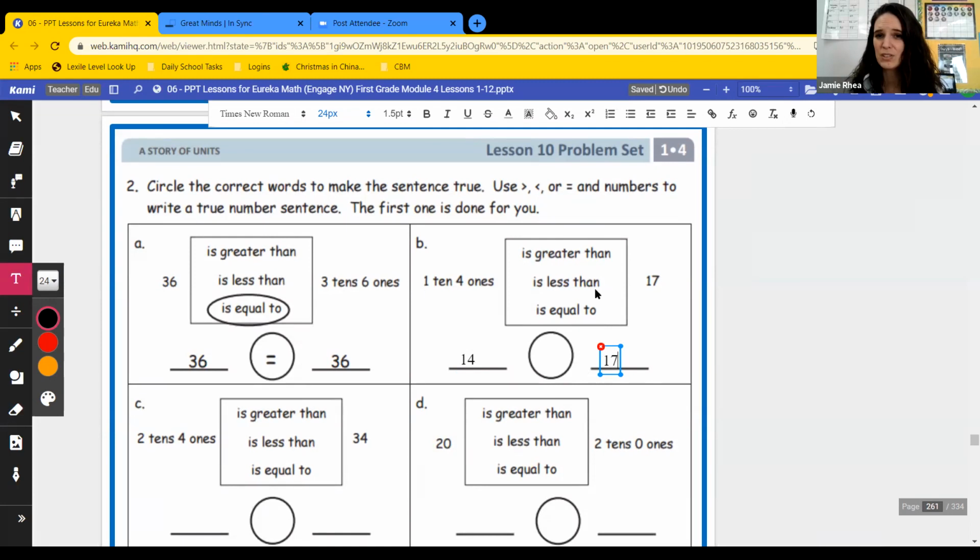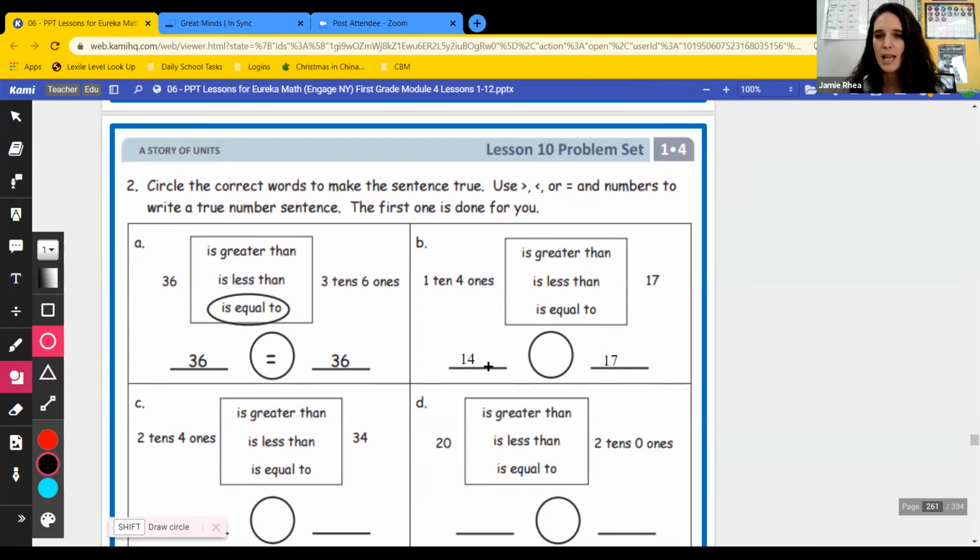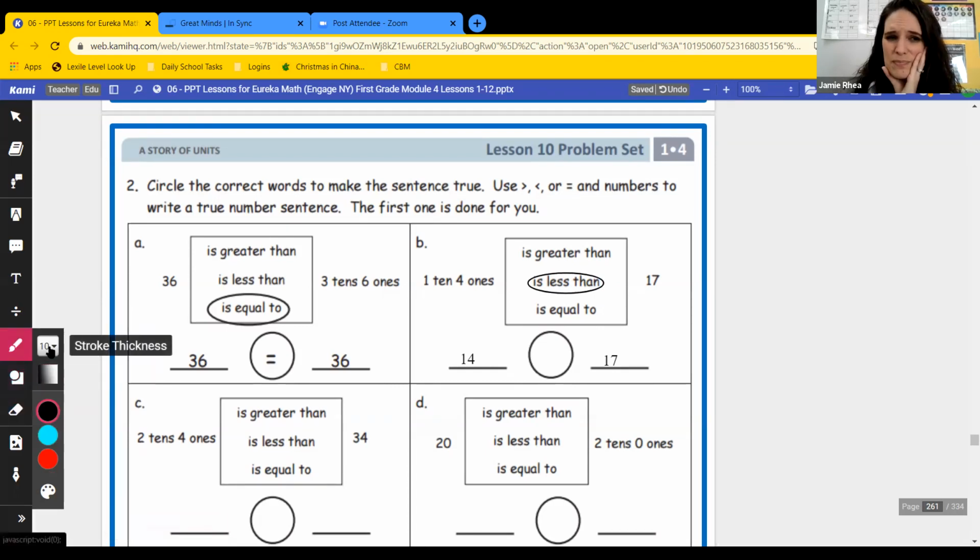Guys, look at your tens place first. They're the same. So now I go to my ones place. I have 4 ones here and 7 ones here. Which one has more? The 7 has more. So I'm going to come over here to my shapes, find my circle, and circle less than, because 1 ten and 4 ones is less than 17. Now I have to make this symbol. I'm just going to get my drawing tool out and let's make it about 6. And I'm going to make my symbol eat the larger number.